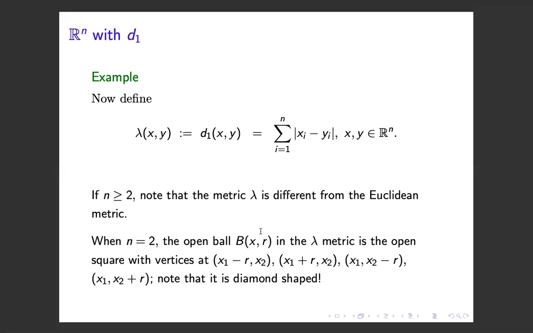For example, when you take n equal to 2, you can check for yourself that the open ball with radius r around a point is a rhombus, diamond shaped, like the diamond in playing cards. So the open ball in this metric is basically an open square, with the vertices as I have indicated. You can check for yourself.